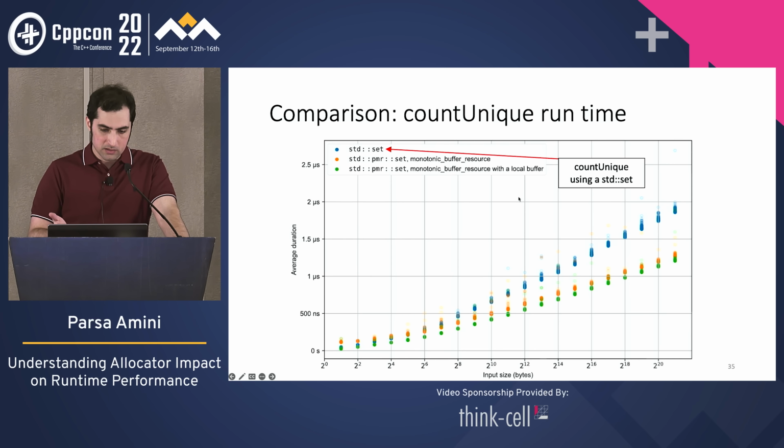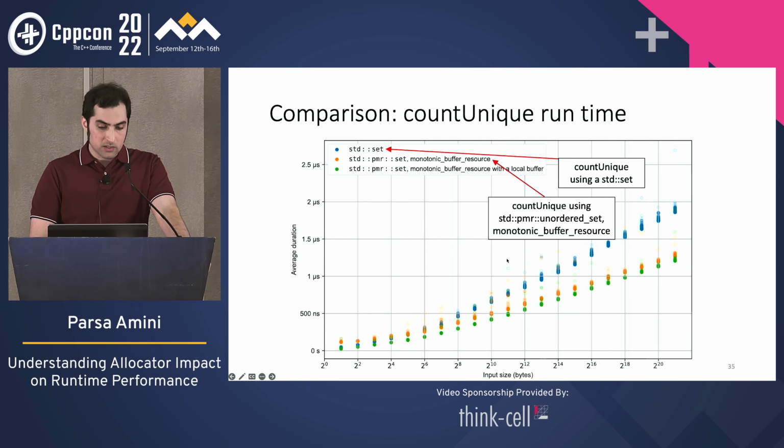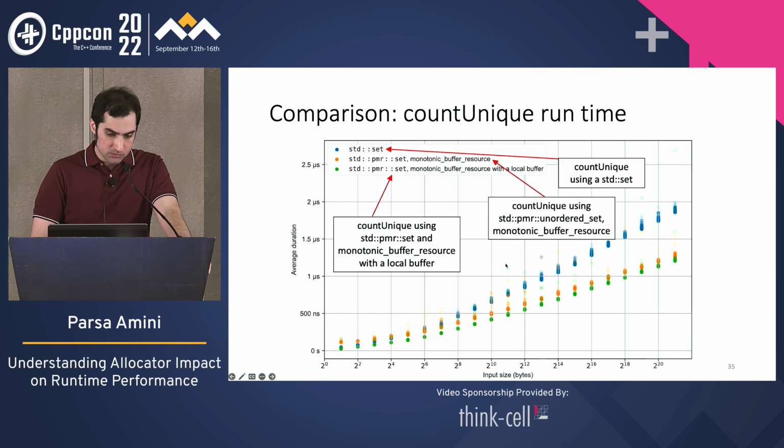Std set is just counting using a plain set. The second one uses a monotonic buffer resource. That label is incorrect. It's a std set with a monotonic buffer resource. And the third one is also a std set with a monotonic buffer resource and a local buffer.